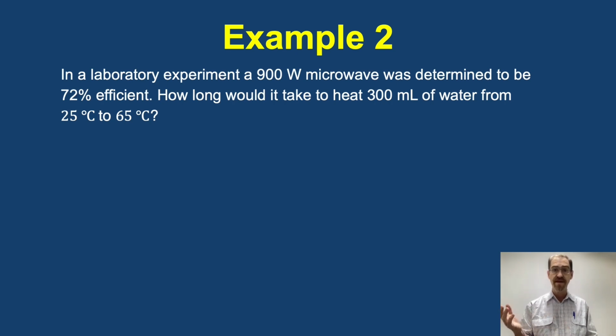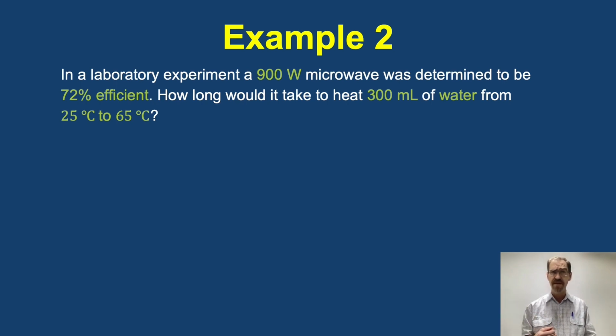What's the important information? Our microwave is a 900-watt microwave. That's a power rating, 900 watts. So it consumes 900 joules of electrical energy per second. That's important information. The microwave is 72% efficient. We've placed 300 mils of water in the microwave at 25 degrees Celsius. We want to raise it up to 65 degrees Celsius. So we need to know, how long is that going to take?